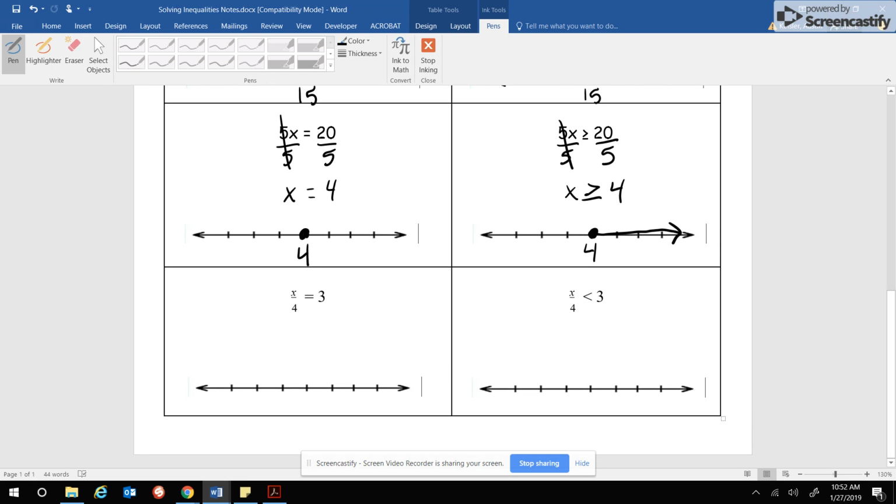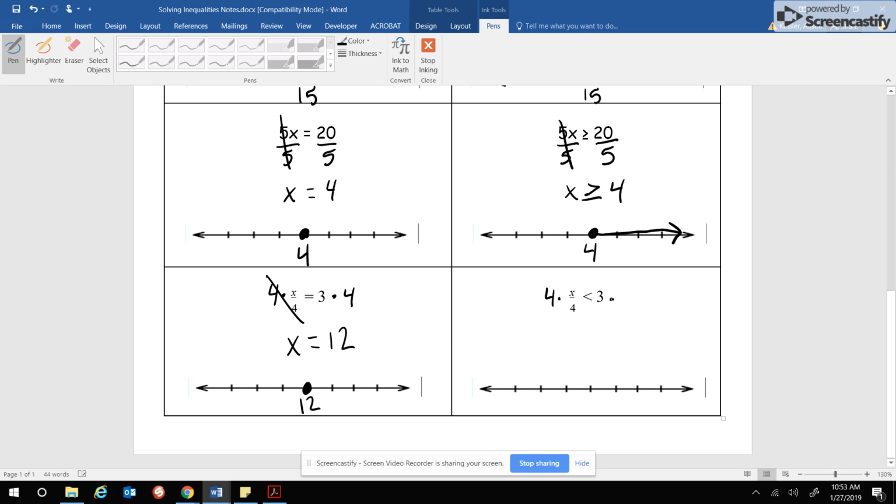And then our last one down here is division. So I'm going to do the opposite, or the inverse, of dividing by 4, which is multiplying by 4. We know 4 divided by 4 just gives me 1. So I'm just left with x equals 3 times 4, which is 12. And again, equations are easy to graph. I'm just putting a closed point on the number because that's the only value that would make that true.